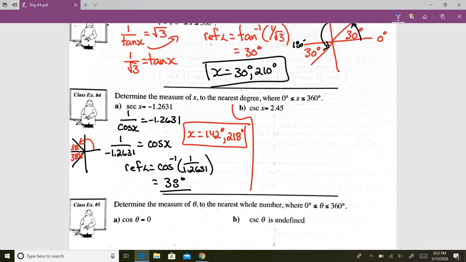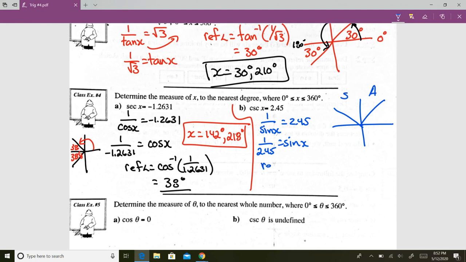I'll do cosecant. What's cosecant? It's 1 over sine of x equals 2.45. So 1 over 2.45 is equal to sine. Right? Which quadrants am I in? Where is sine positive? Positive in the first, and it's positive in the second. Add sugar. And sugar.